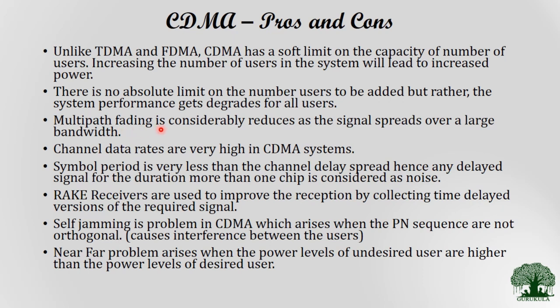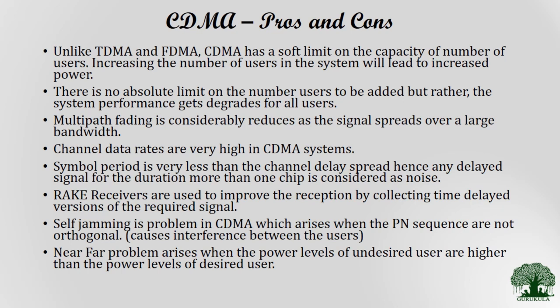The multipath fading is considerably reduced as the signal spreads over a large bandwidth. It is known that FDMA and TDMA techniques are more prone to the noise contributed by multipath fading, and CDMA effectively combats the effects of multipath fading, since the signal spreads over a large bandwidth.